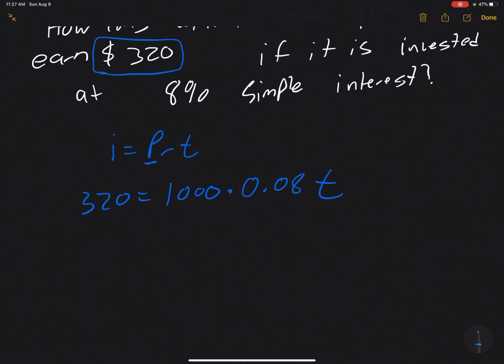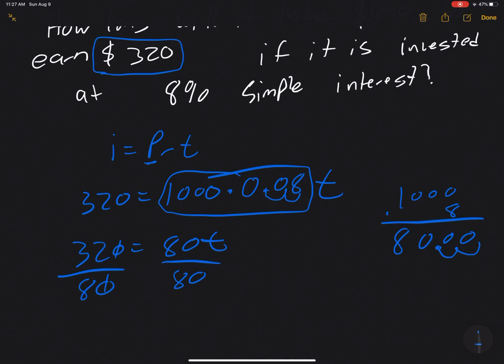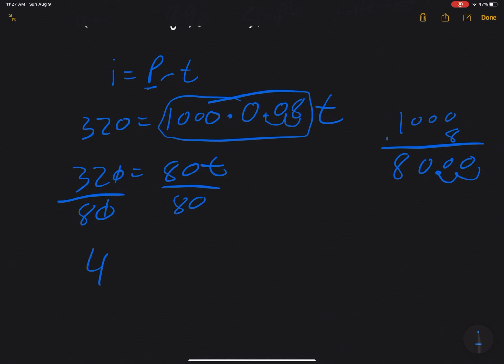Now this time, multiplying 1,000 by 0.08 is much easier. 1,000 times 8 is just 8,000. And in our problem here, we have 2 decimal places, 1, 2. So we bring it over 1, 2 decimal places, and we have 80. So we get 320 equals 80t. Divide both sides by 80. Cross off the zeros. 32 divided by 8 is just going to be 4.